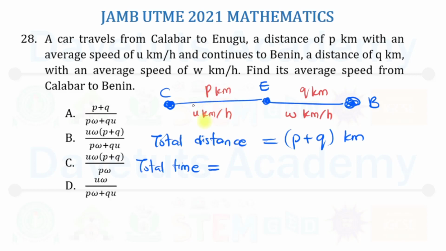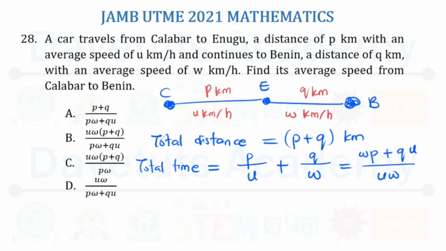So in this case, time will be distance over speed. For the first instance, what is the distance? It is p. What is the speed? It is u. The second instance, what is the distance? It is q. What is the speed? It is w. So we can just find the LCM here, uw. So this will be, of course, remaining w, we have wp plus qu. The same thing applies to that.